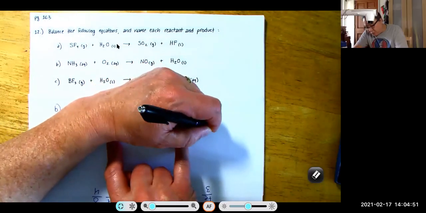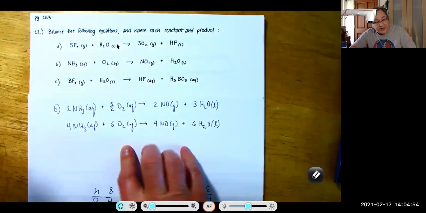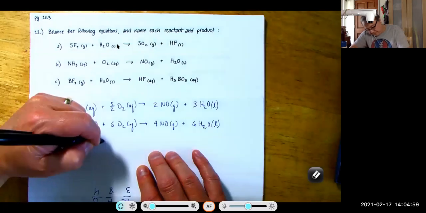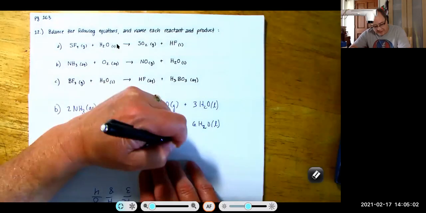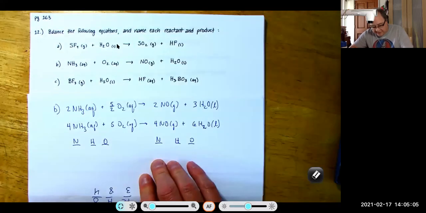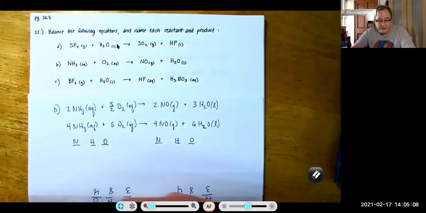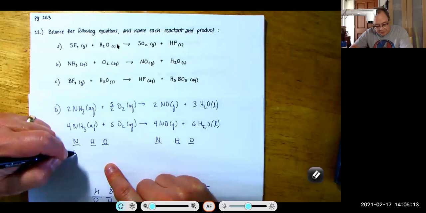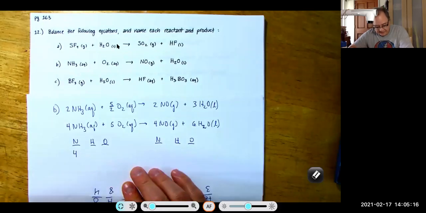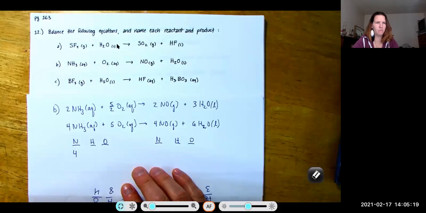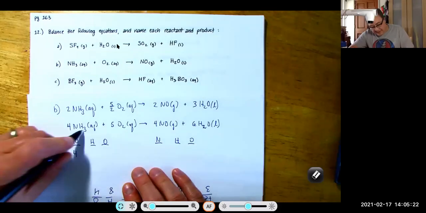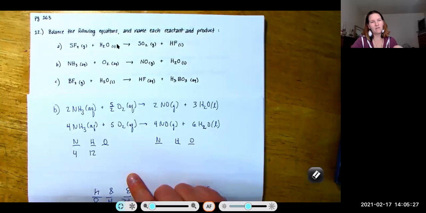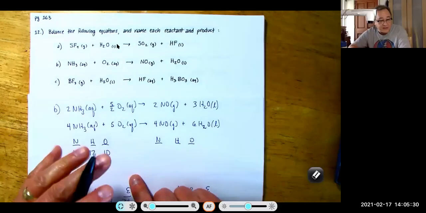And since we're really unsure about the doubling thing, we're going to check. How many nitrogens on the left of the arrow? 4. How many hydrogens on the left? 12. 4 times 3, 12. How many oxygens on the left? 10. Okay, let's look on the other side, the product side.